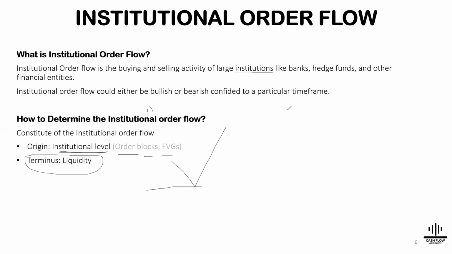And the reverse is the same for a bearish order block. Let's say we have a bearish weekly order block here. If price rallies to this point, we expect price to find resistance to run lower to take out whatever lows may be here. So we have the origin and the terminus. If you can identify these two things, you are good to go and determine your institutional order flow. All right.